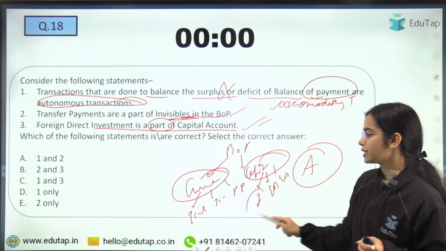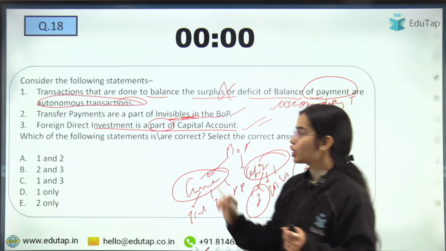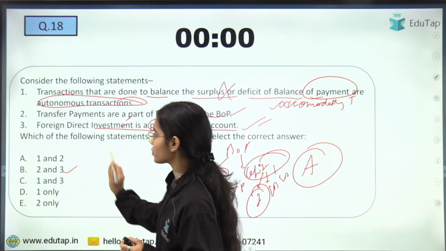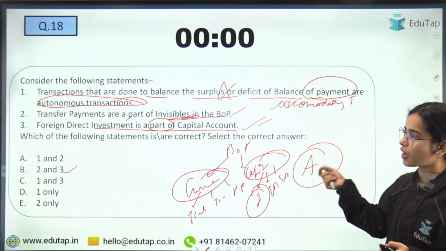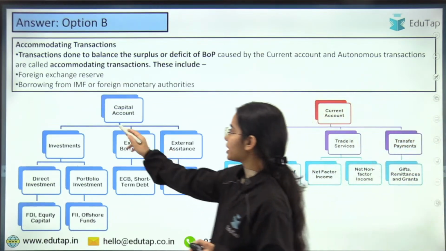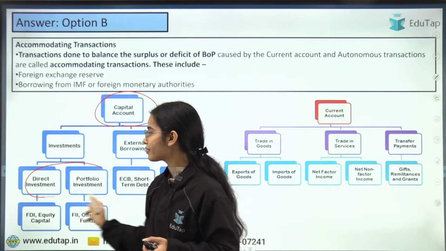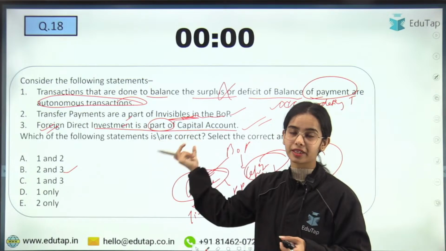In the capital account, there is the investment. So foreign direct investment is a part of the capital account. So here the second and third are correct, and that's why the answer is B, because you have to tell the correct statement. So second and third both are correct. The capital account includes the foreign direct investment, so the third statement was correct.